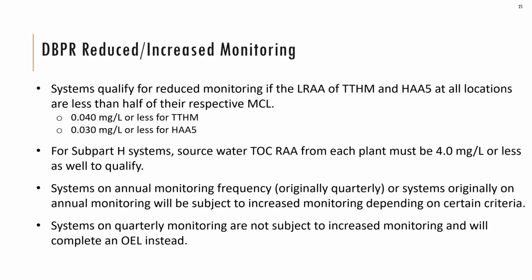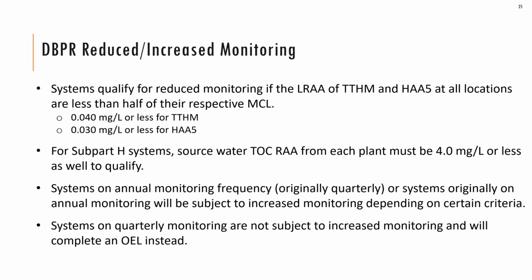For systems monitoring annually, after 4 quarters, every sample result must be below half the MCL to qualify for reduced monitoring. And for subpart H systems, which is a term you're going to see a lot in these monitoring requirement tables that I'll be talking about later, these are systems that use surface water sources or groundwater sources that are under the direct influence of surface water. These systems will have to demonstrate a RAA, or running annual average, of 4 milligrams per liter or less for TOC.